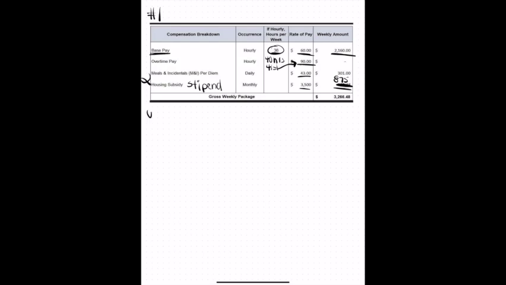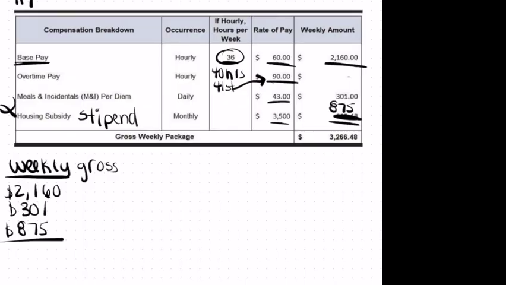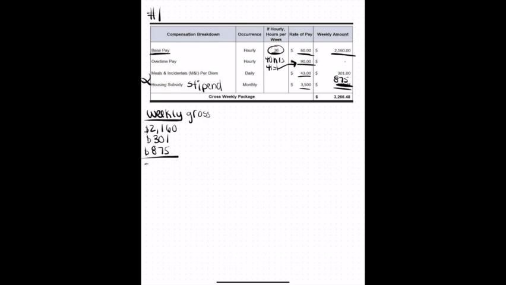So right now, let's look at a weekly amount here. First, we will look at how to calculate it on a weekly gross pay. So you have your base pay at $2,160. Then you have your stipends of $301 and the other housing stipend at $875. So that ends up being a total of $3,336 a week.